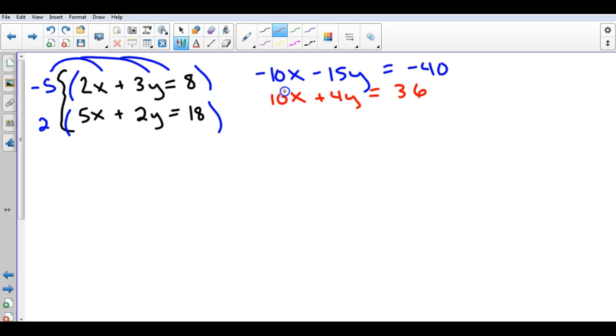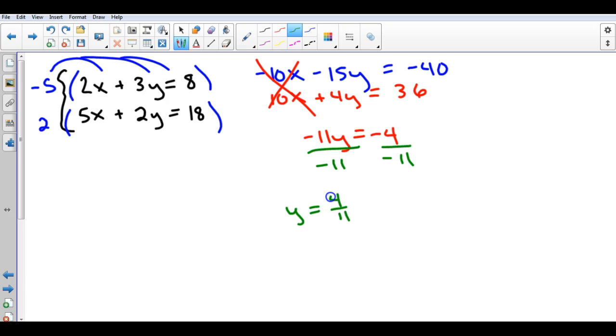So what ends up happening then is I found a way to multiply both of my equations so that when I add these x's together, they will cancel out. So I have a +10x and a -10x. It eliminates. -15y plus 4y is -11y. And then -40 plus 36 is -4. So if I wanted to solve this, I could divide both sides by -11. And I would end up with y equals -4 divided by -11, which is +4/11. So it's an ugly number, which is okay. Not every one of these answers is going to come out being pretty.